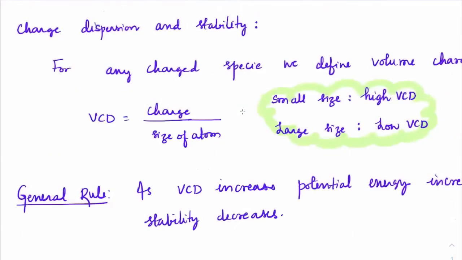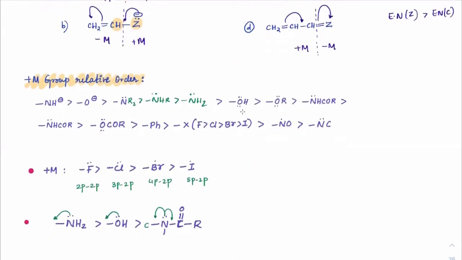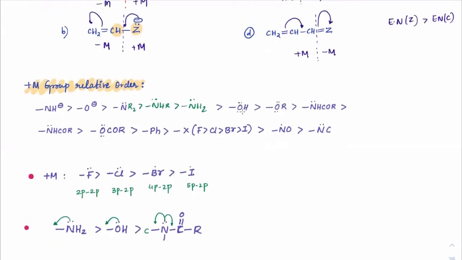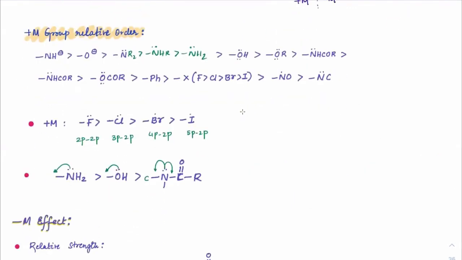When it comes to nitrogen, you can see it is less electronegative, but yet it would be less stable, giving less plus M effect compared to that of OH. And the reason for that is this would give donation only on one side. Here it has to give donation on two sides. So this is a split resonance or cross conjugation.